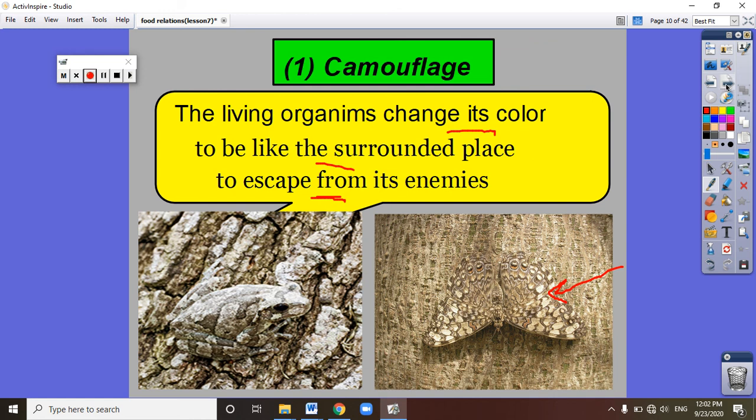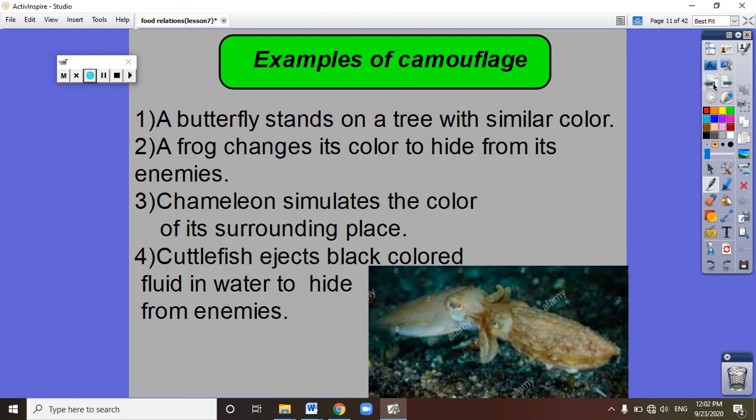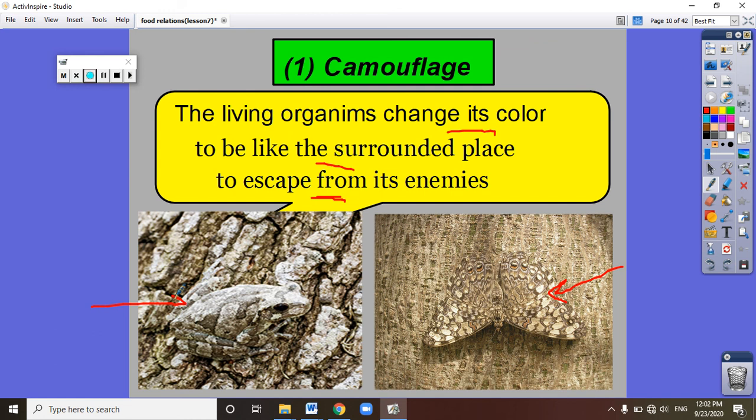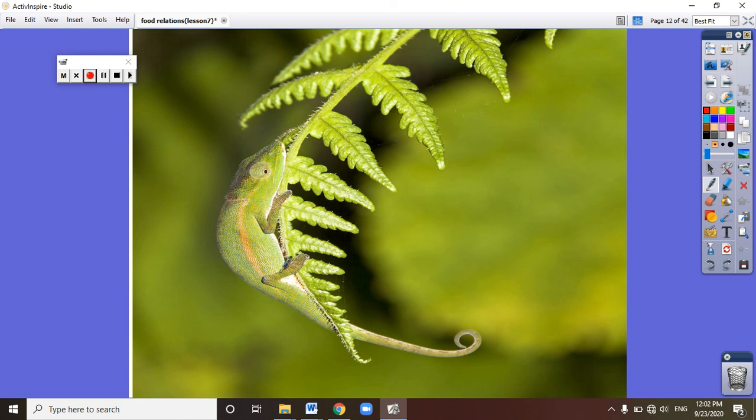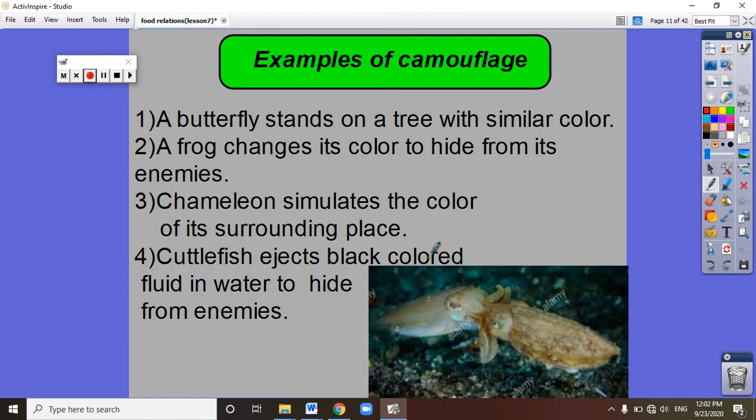Okay, let's see some examples of animals that can make camouflage. As you can see here, the frog and the butterfly, both of them can make camouflage. What else? The butterfly and the frog we said, and the chameleon. Can you see the chameleon? The chameleon can take the color of the surrounding environment. Here the surrounding environment is green, so the chameleon camouflages its body with the green color to escape from their enemies. And also the cuttlefish.